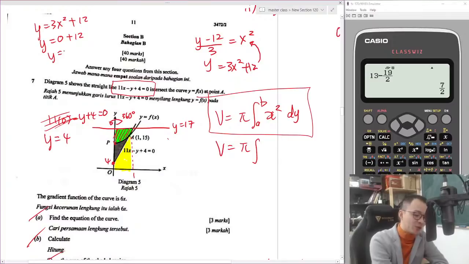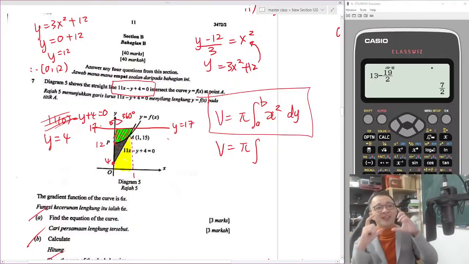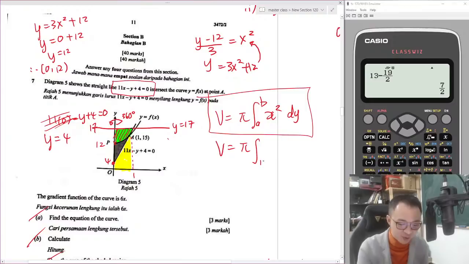So y equals 12. So this is the coordinate of P, (0, 12). Okay, so here is 12, 17. Therefore, my green shaded area is from 12 all the way to 17. So it's from 12 all the way to 17.